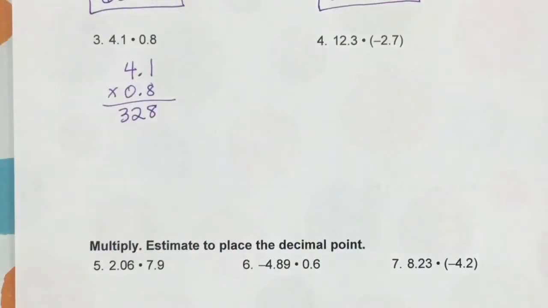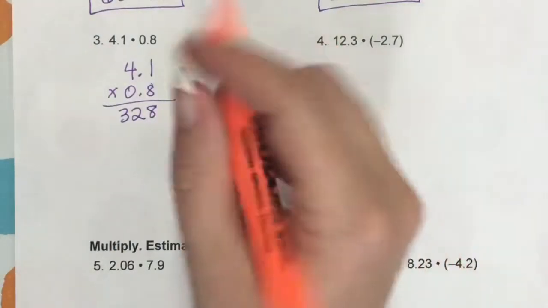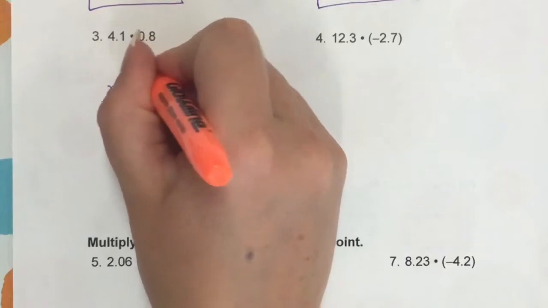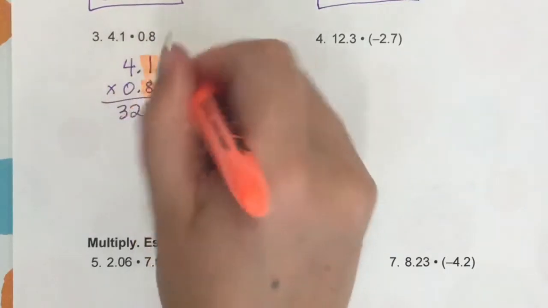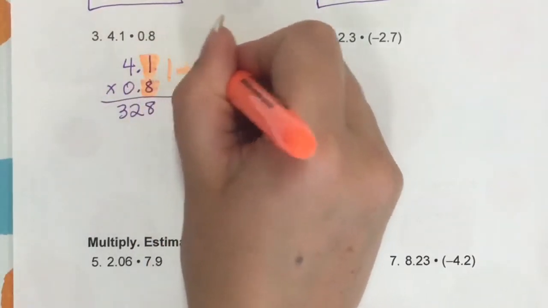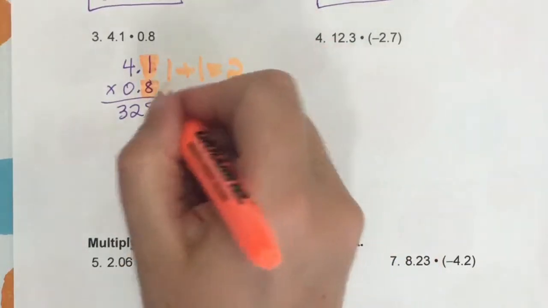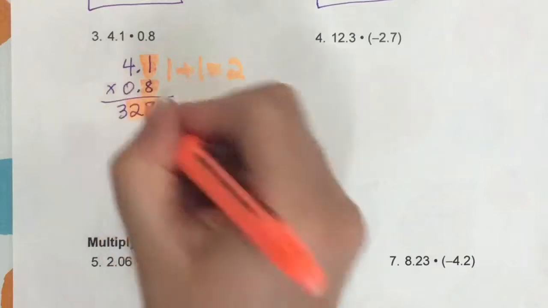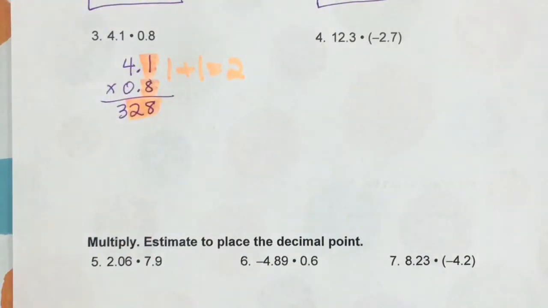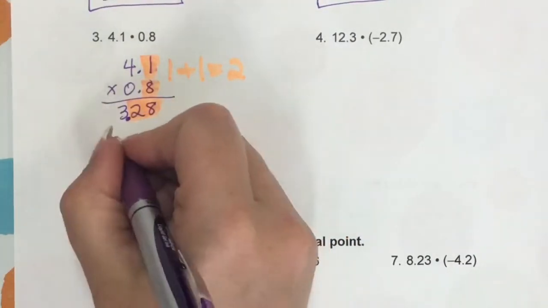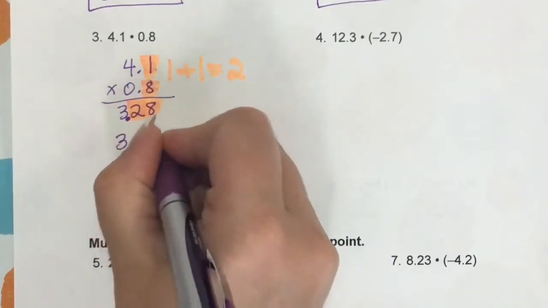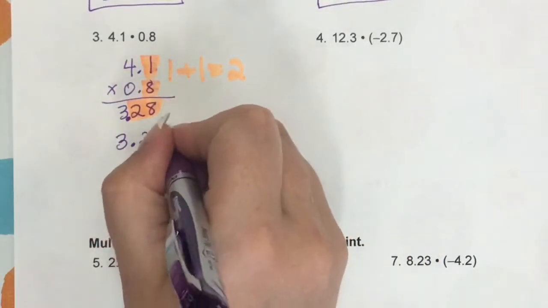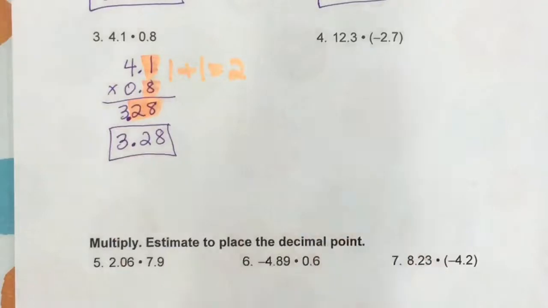So now is the time to count the number of decimal places in each factor. So there's 1 here. There's 1 here. 1 plus 1 equals 2, which means there's going to be 2 decimal places. So that's 1 and that's 2. So our decimal goes right here. So it's 3.28. That is our answer. Okay? Let's go on to problem number 4.